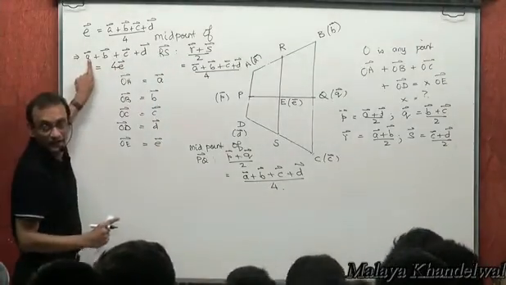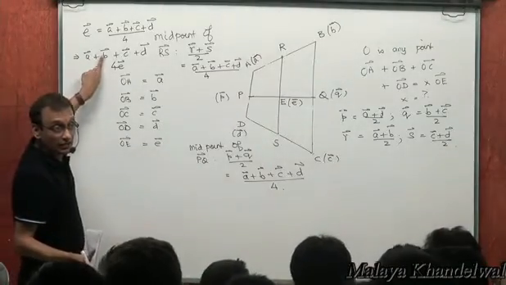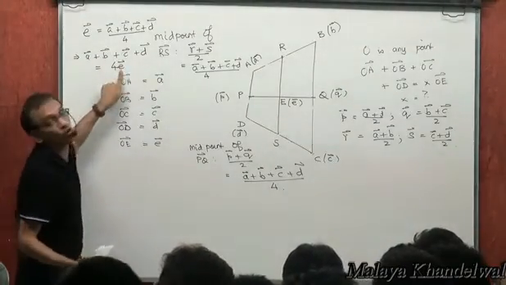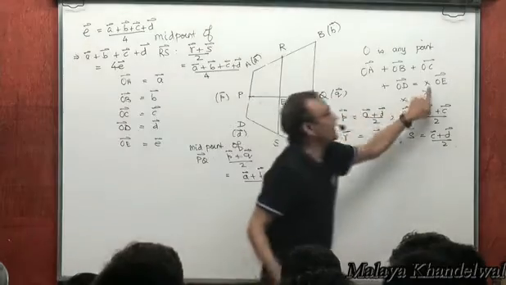This is OA, this is OB, this is OC, this is OD, and this is OE. So this X must be 4.